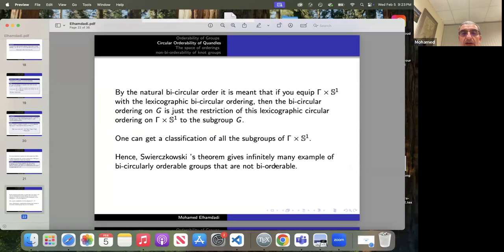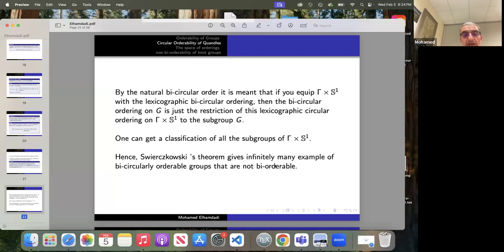By the natural bicircular order, it is meant that if you equip Γ × S1 with the lexicographic bicircular ordering, then the bicircular ordering on G is just the restriction of this lexicographic circular ordering on Γ × S1 to the subgroup G. One can get a classification of all the subgroups of Γ × S1, and hence, using Švarc's theorem, one can obtain infinitely many examples of bicircular orderable groups that are not biorderable.